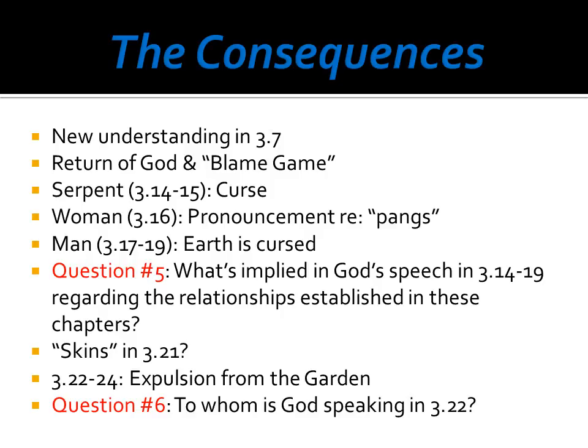Finally, in chapter 3, verses 22 to 24, we hear about the expulsion of the humans from the garden. As many scholars have noted, God in 3:22 seems to be engaging in dialogue with non-humans, and his dialogue partners seem also to be somewhat divine, as they are described as being, quote, "like one of us, knowing good and evil." So, here's my final question to you. Who's God speaking to here?